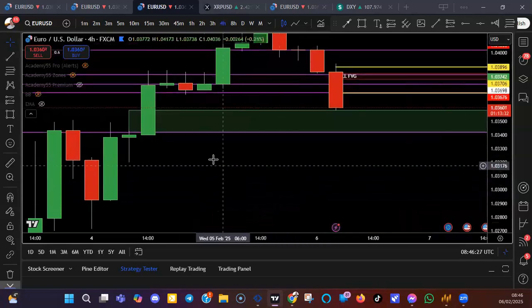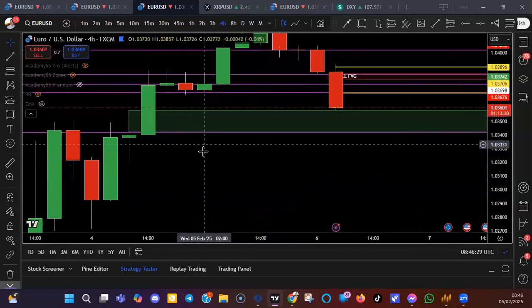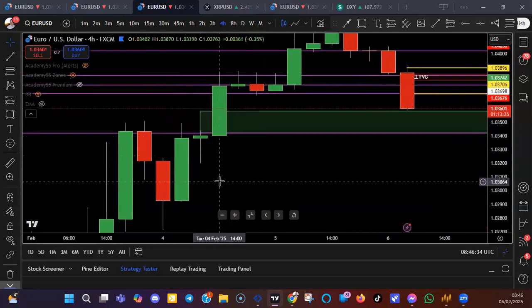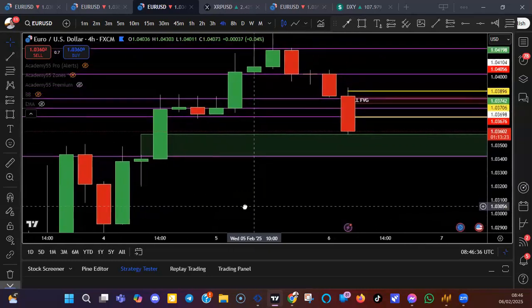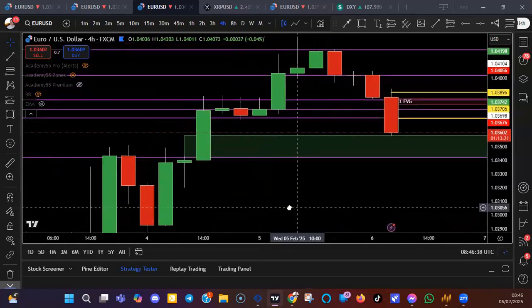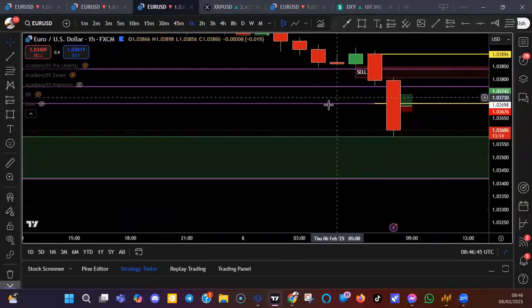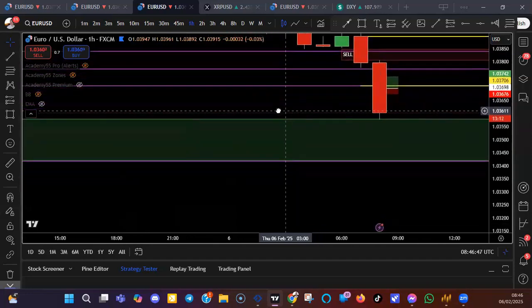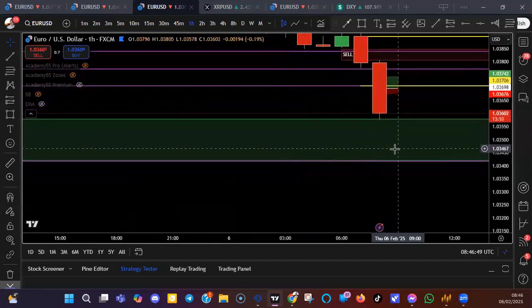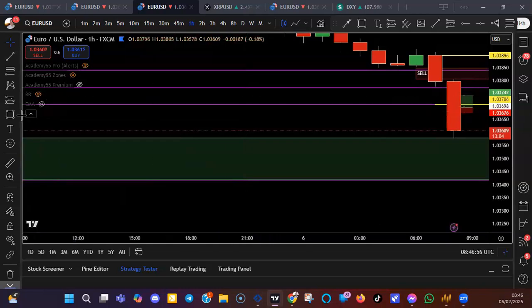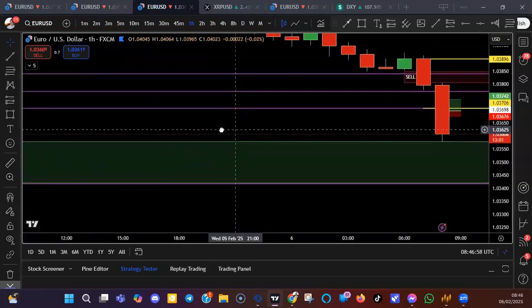Four hourly, there's that imbalance. Back to the hourly again. So possibly during the London session, maybe this will be filled in eventually.